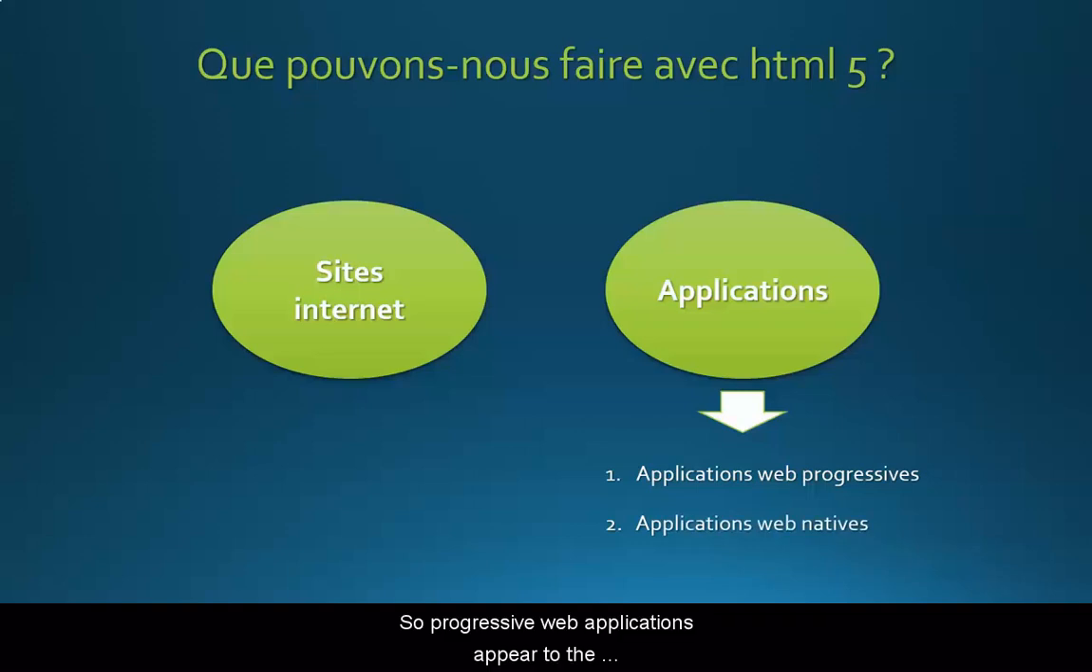Progressive web applications appear to the user in the same way as a mobile application. That is to say that it will adapt to your phone or your tablet in the same way as if you had downloaded an app on the App Store or Android Store. A native web application is a mobile application developed especially for one of the operating systems used by smartphones and tablets, that is to say, iOS, Android, etc.